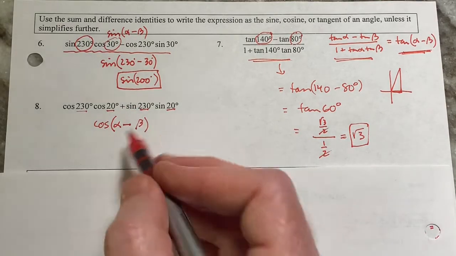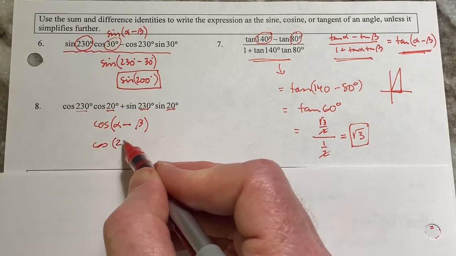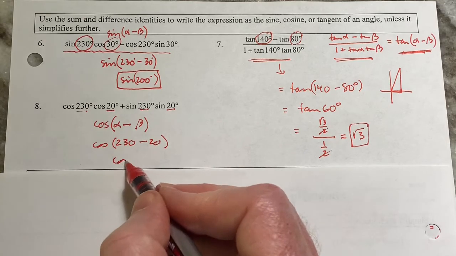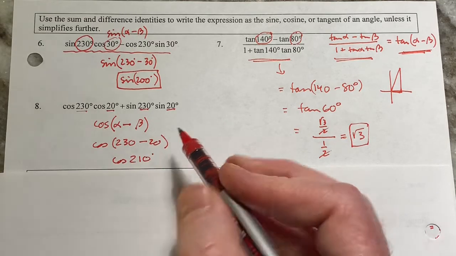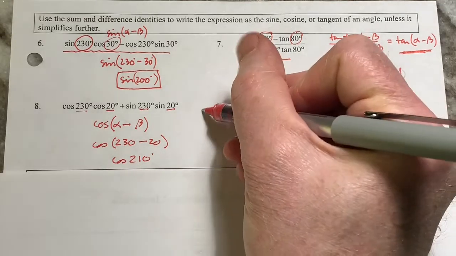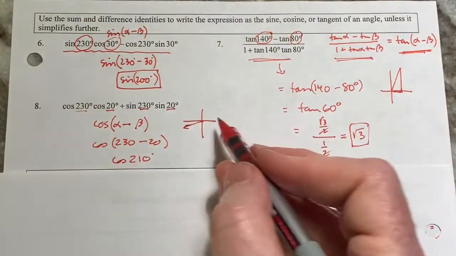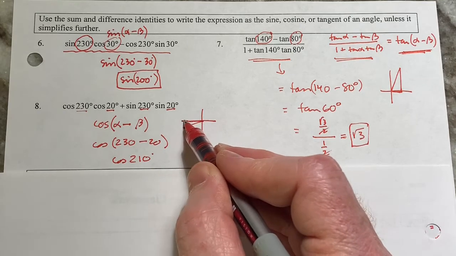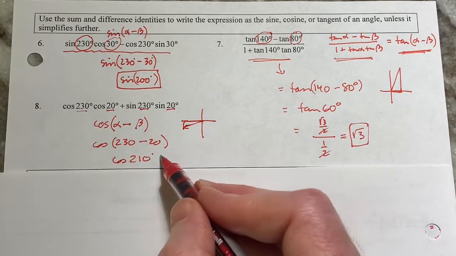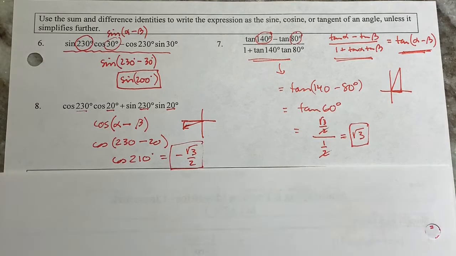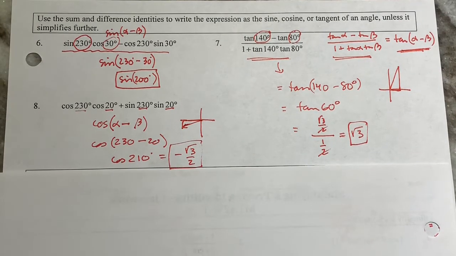So if that's my identity, I'm going to say cosine of the 230 minus the 20. And we know that that's cosine of 210. And cosine of 210 is actually on my unit circle, right? We know that 210 is right there. And if the cosine is the x value, I'm going left a lot and down a little to get there, and cosine's x, so left a lot. All right? And there's your negative root 3.